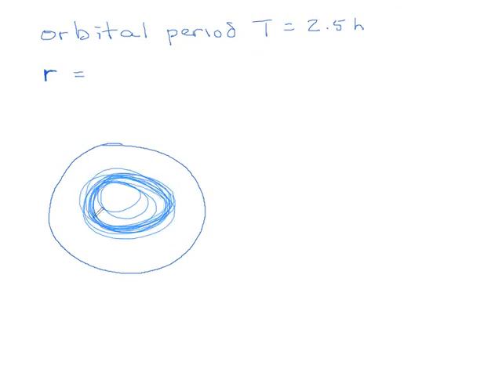So this blue ball is the Earth. That is exactly what Earth looks like. And our satellite's going around the Earth, and we want to know what is the radius of that big circle it's following. That's our R.